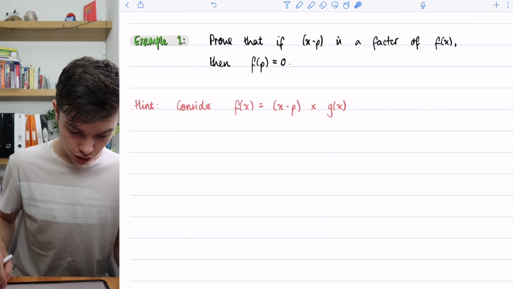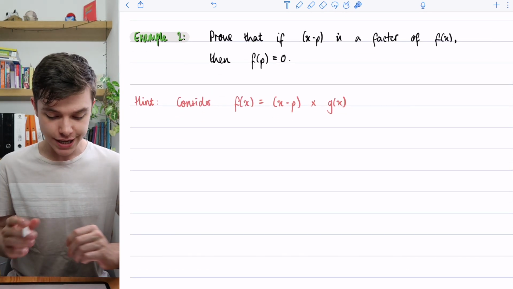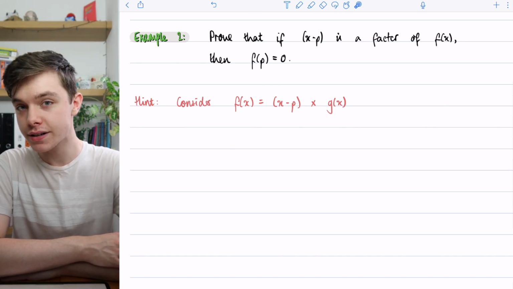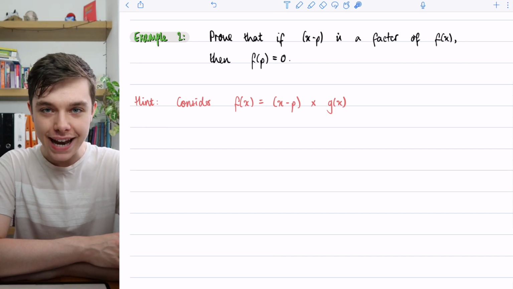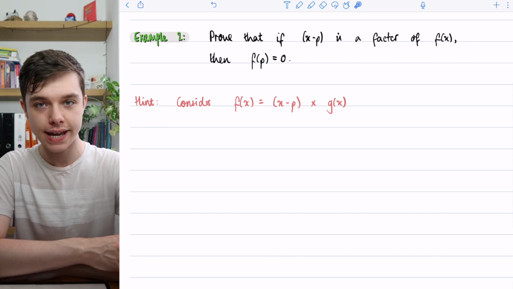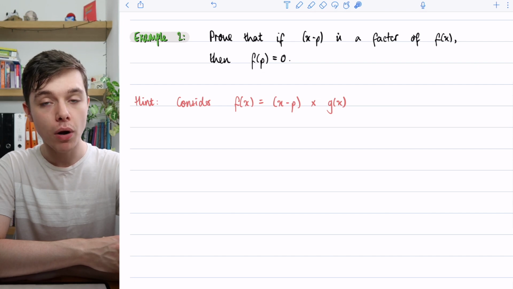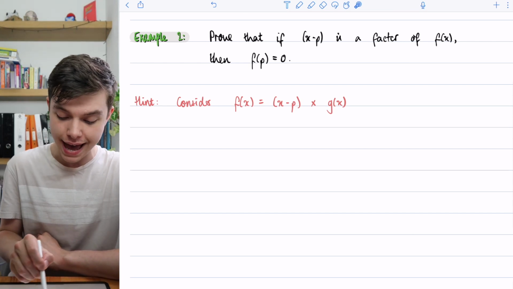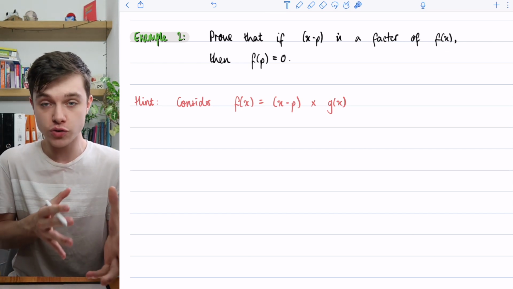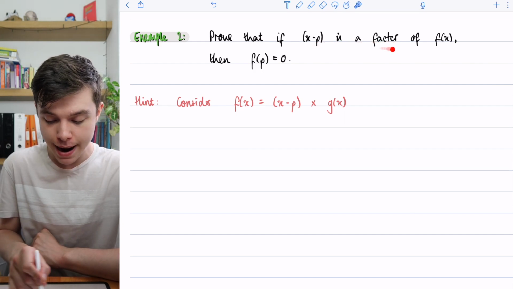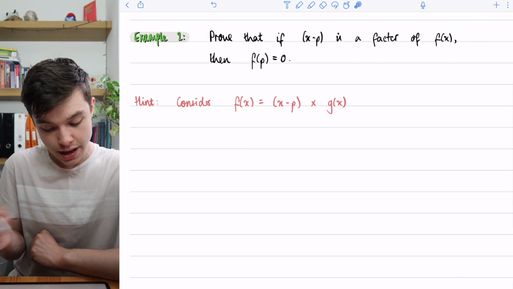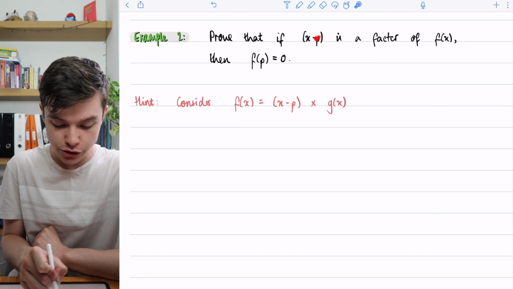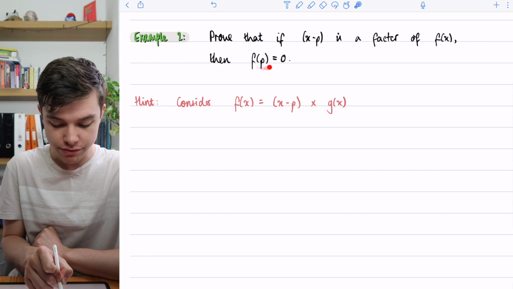Okay, let's have a look at the second example for this video. It says, prove that if x minus p is a factor of f of x, then f of p is equal to 0. Think back to the last video, what this is actually asking you to prove is the factor theorem. Okay, the factor theorem says two ways. This is the first way of saying the factor theorem. If x minus p is a factor of f of x, then if we substitute that p into f of x, we get 0.